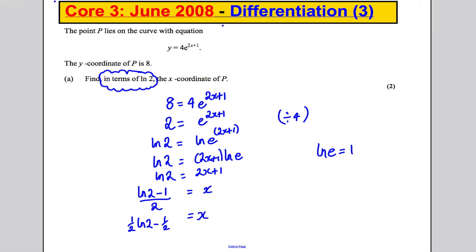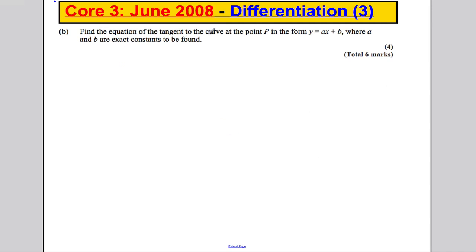Next part. Find the equation of the tangent to the curve at P in the form y is equal to ax plus b, where a and b are exact constants to be found. Very important here, where a and b are exact constants. That means don't round to decimal places. Leave them in surd form or in ln form or whatever form is needed, but do not round them.